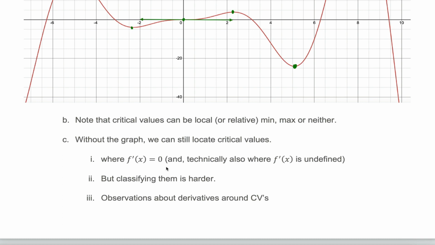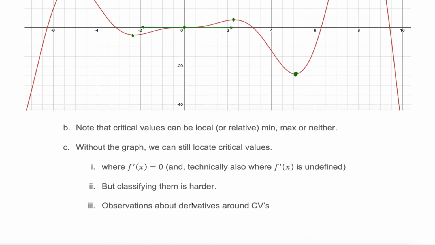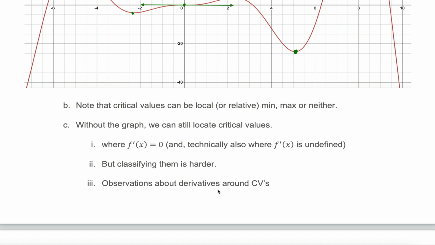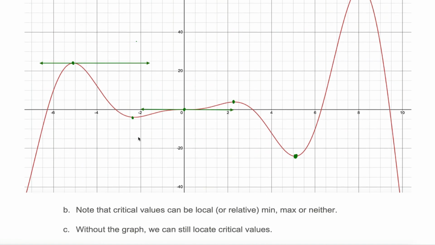We already know how to find the critical values, but without graphing them, how can we tell what flavor of critical value we're looking at? Well, it turns out the key to doing so will be looking at derivatives. And there are 2 different ways to use derivatives to classify critical values as local minima, local maxima, or neither. The first way is using the first derivative.